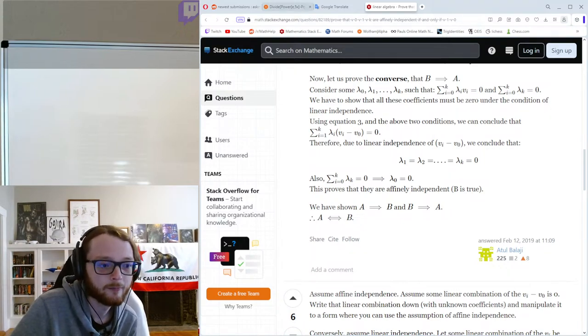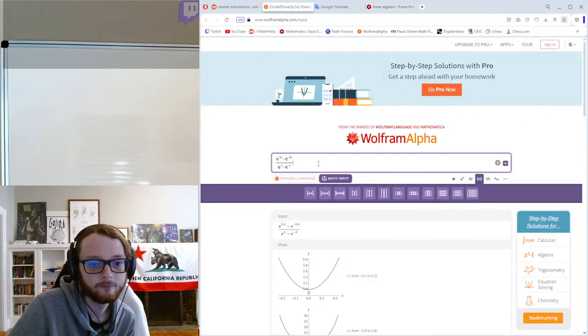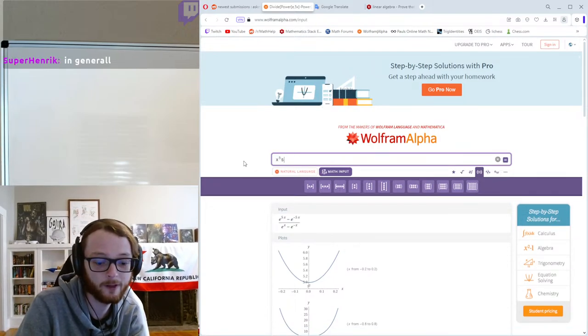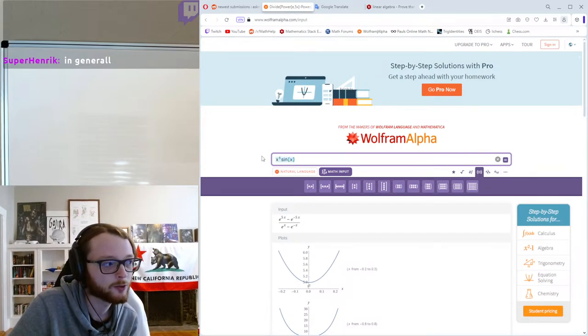In general, if you're trying to integrate, say, x to the fifth sine of x, this is integration by parts, but it's going to take 5 rounds of integration by parts until you can actually get the final answer. So that's when you want to use a chart to save time.